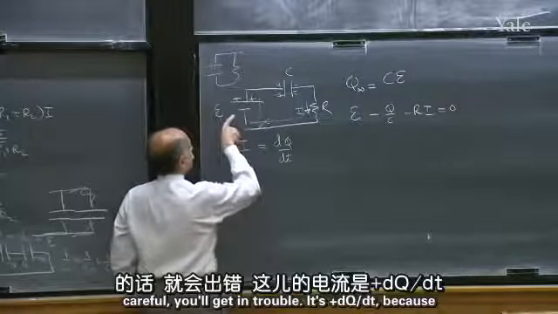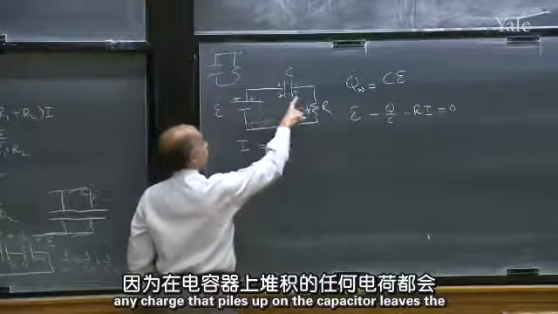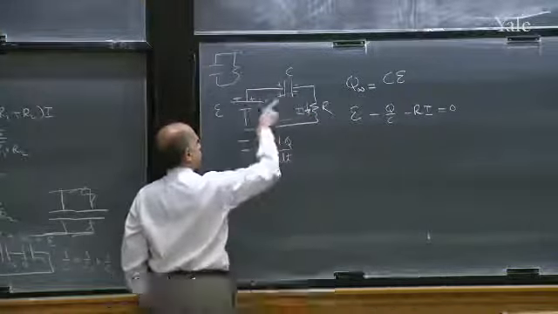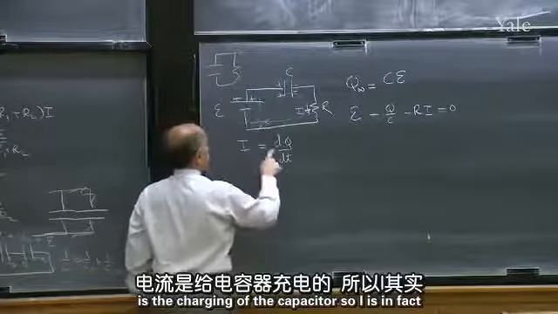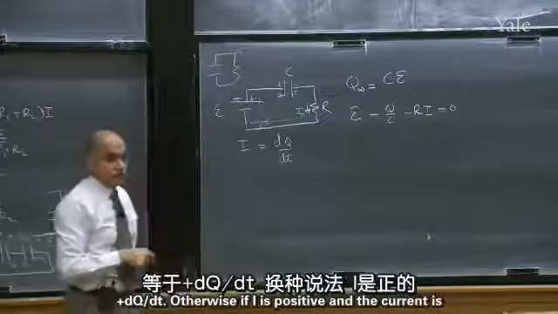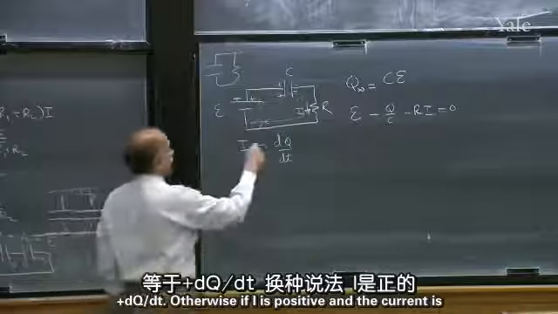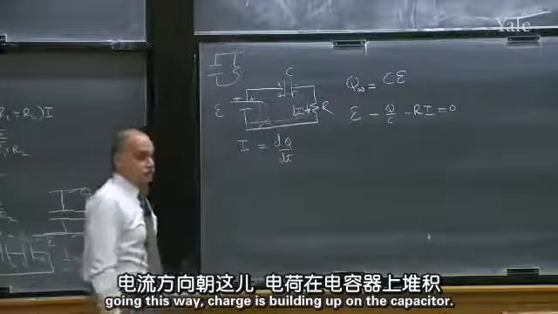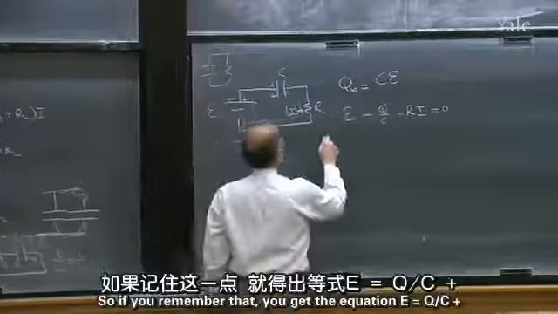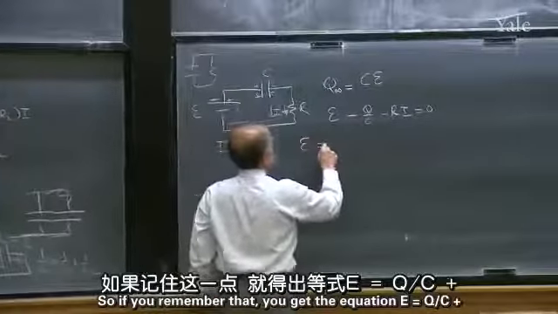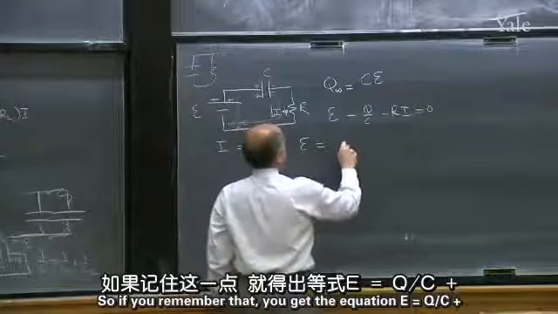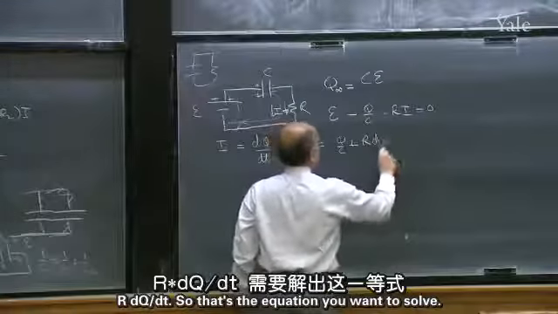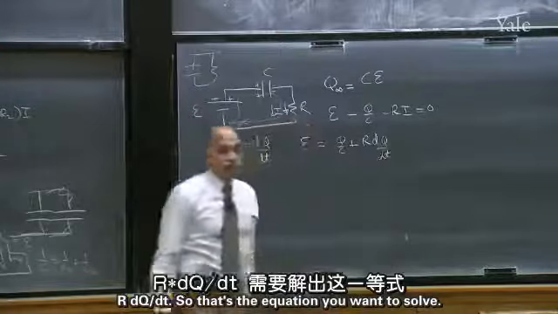It's plus dq dt because any charge that piles up on the capacitor leaves the other plate and goes through this. So the current flow is the charging of the capacitor. So I is in fact plus dq dt. In other words, if I is positive and the current is going this way, charge is building up on the capacitor. So if you remember that, you get the equation E equals Q over C plus R dq dt. So that's the equation you want to solve.